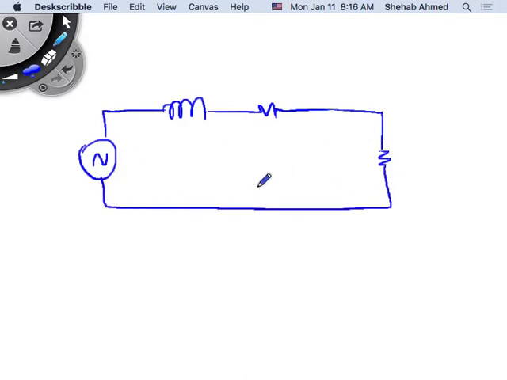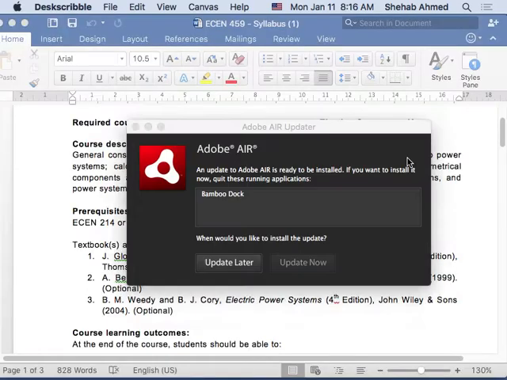this is something you studied in 214, correct? And this should be something that's familiar to everybody. Does everybody feel comfortable with something like this? So this is a Vmax sine omega t type source, and this is L, this is an R, another R. Everybody's okay with this?